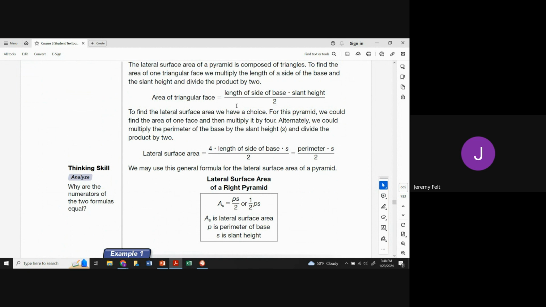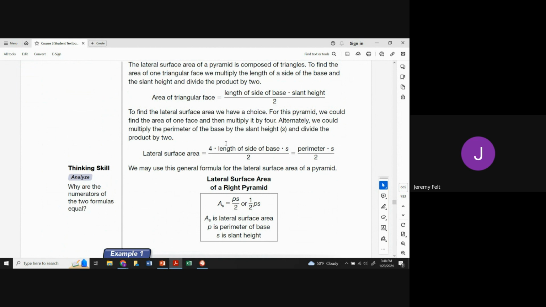To find the lateral surface area, we have a choice. For the pyramid, we could find the area of one of the faces and multiply it by 4. Alternatively, we could multiply the perimeter of the base by the slant height and divide the product by 2. So a couple different ways. If you just prefer, draw the net, do it the old-fashioned way, add them all up, and be done.